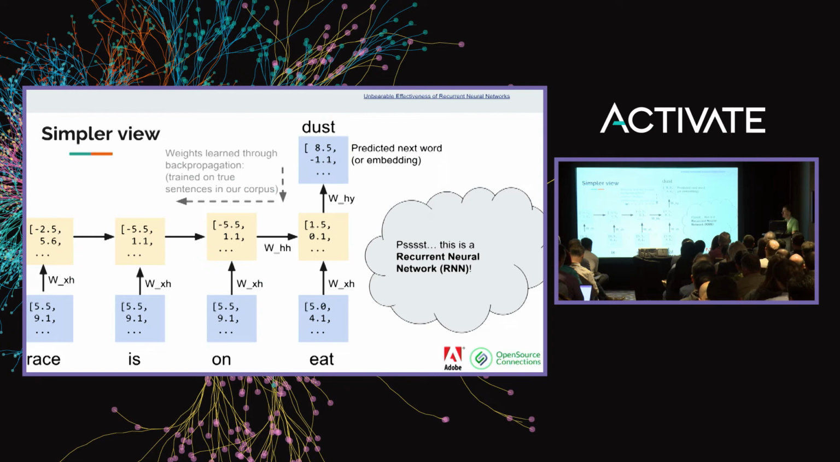Now, this isn't so much so we can all go home and build recurrent neural networks. I would encourage you to look at TensorFlow or Keras or any of those. But it's important for those of us who are relevance engineers to really have an intuition for how this stuff works.